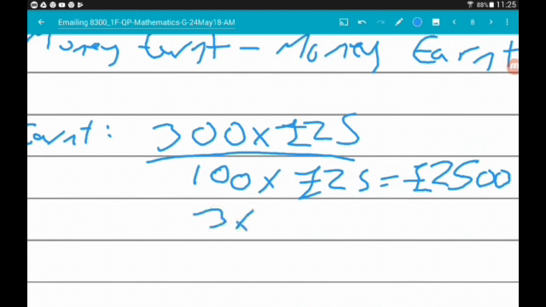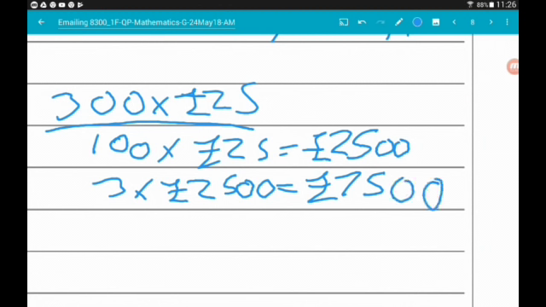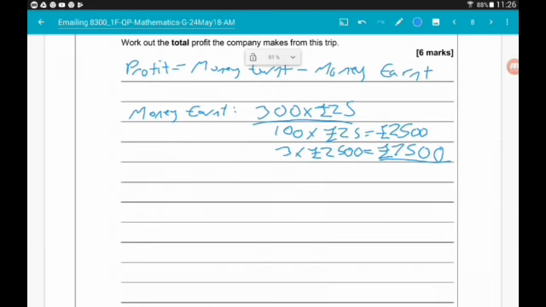So 3 times 2,500 is 7,500. So that is the total amount of money that the coach company made from the trip. Now we need to work out how much the trip has cost them.